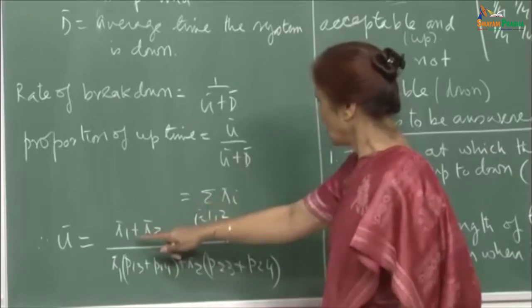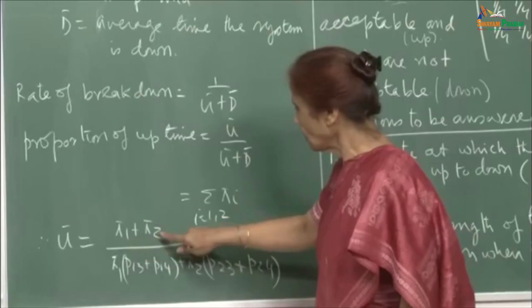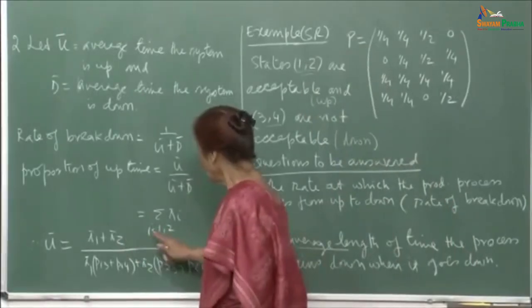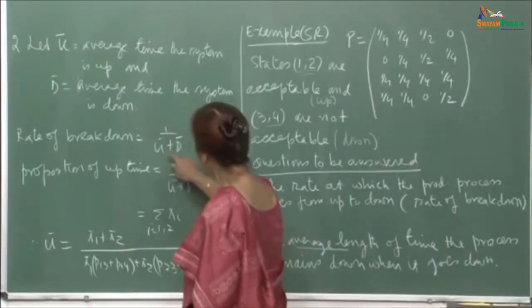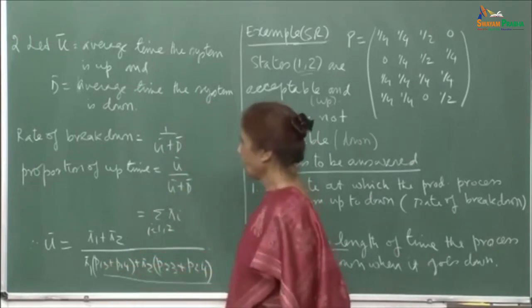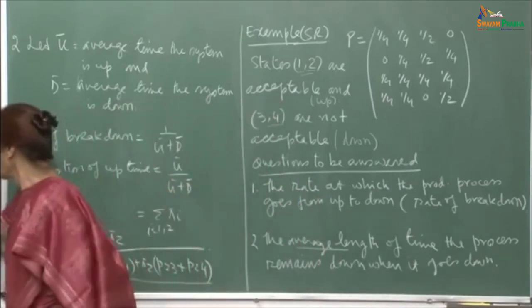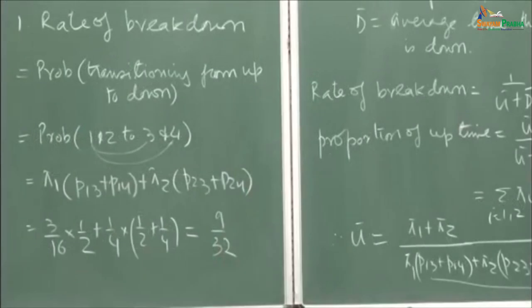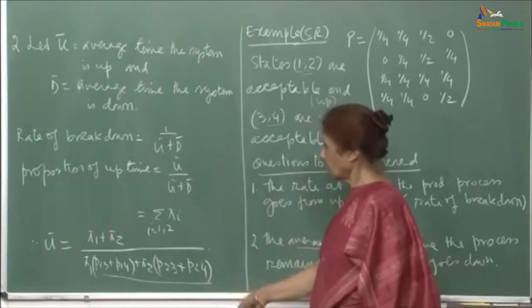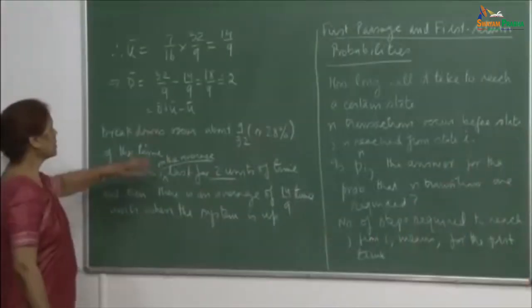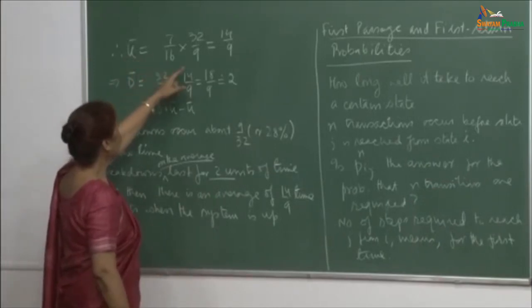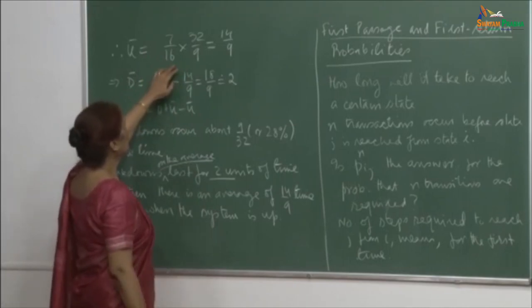This is because you are either in state 1 or in state 2, that is when it is up. So, this is the probability of being in state 1 or state 2, and this is the proportion of time, and this is your rate of breakdown, 1 upon u bar plus d bar, which we have already computed from here, right. This is your rate of breakdown. So, this gives you your u bar, and then we compute d bar, and we will continue with the exercise. Yeah. So, we saw that u bar will turn out to be 7/16, which is pi 1 plus pi 2 divided by u bar plus d bar, which was your rate of breakdown.